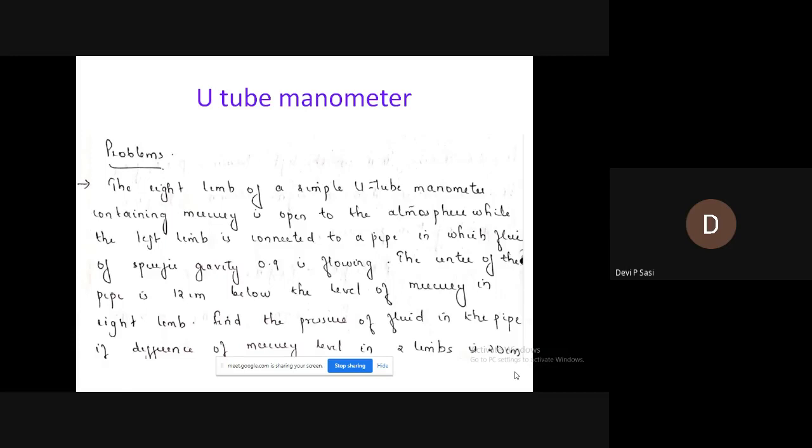In the last class, we discussed U-tube manometers and their theoretical part. So today we can deal with problems.